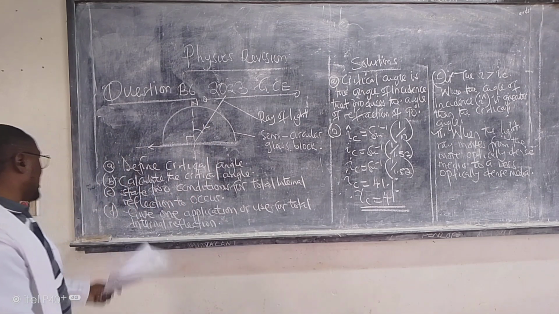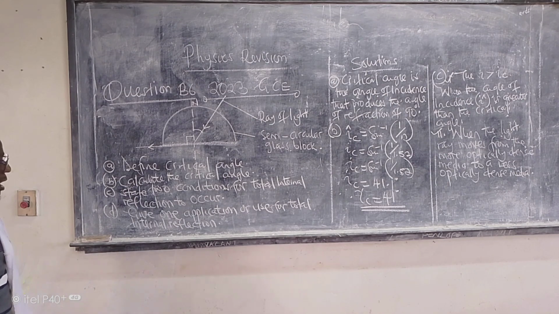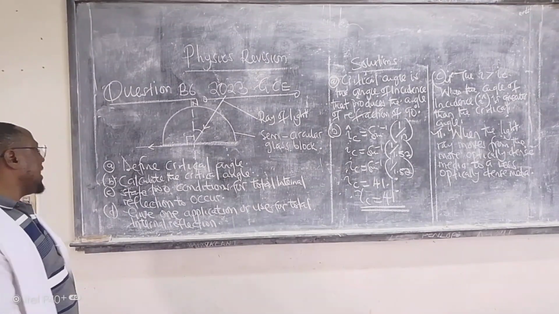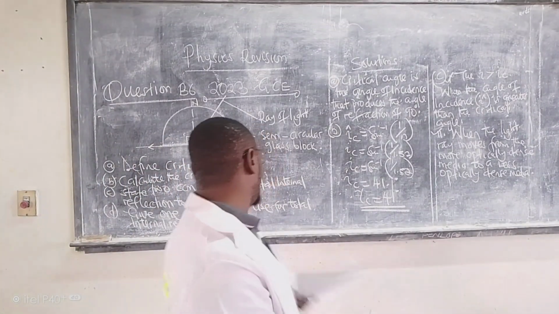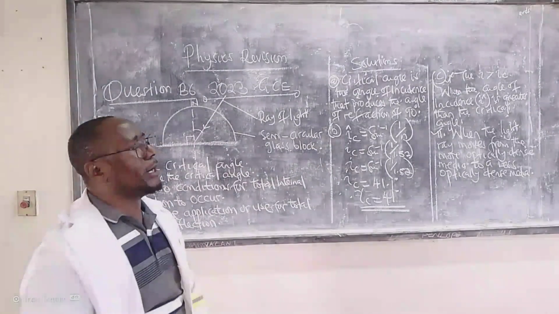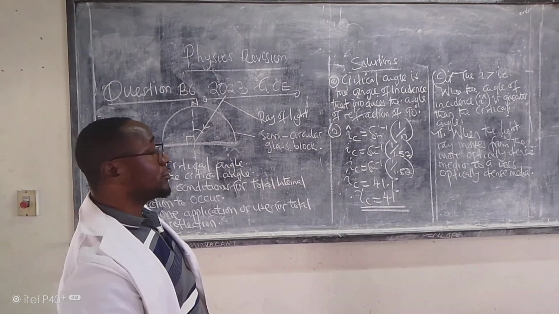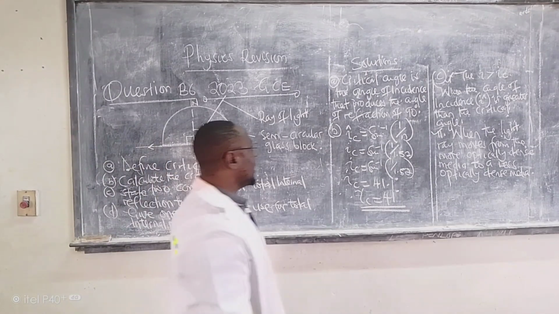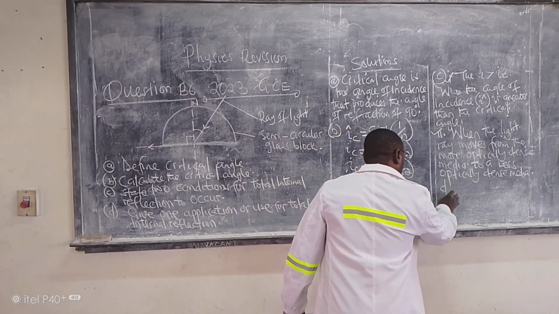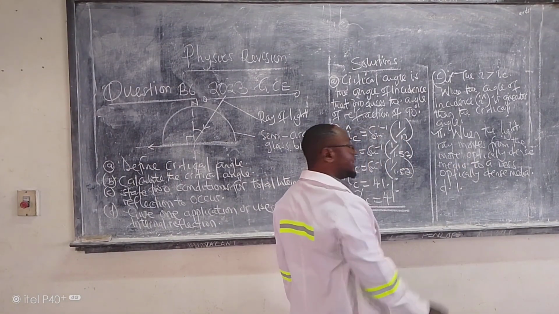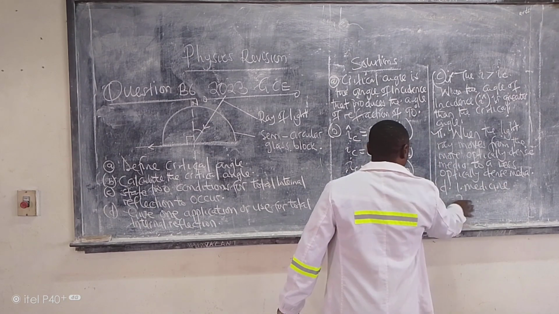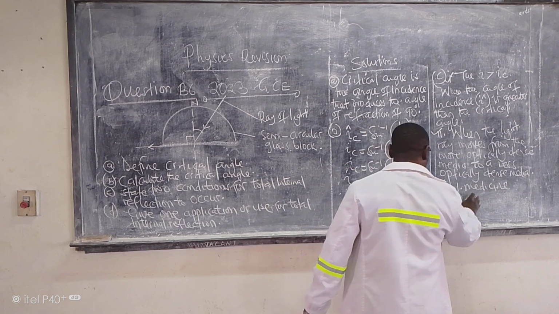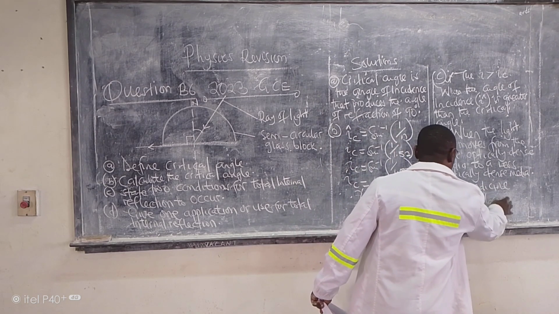We can quickly look at the last one, which is give one application or use for total internal reflection. Where do we apply the knowledge we acquire after learning the concepts of total internal reflection? It has a lot of applications. One, it can be used in medicine. Two, we also use it in telecommunication.